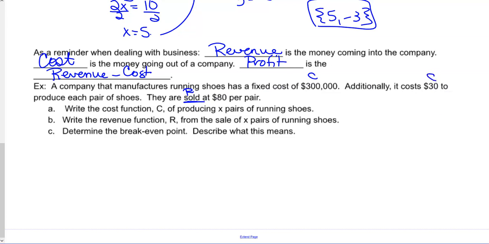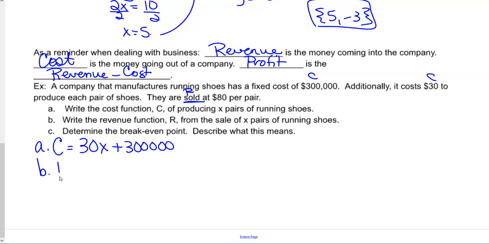Okay? We need to write a cost function of producing x number of pairs. Now remember, the fixed cost of $300,000, that doesn't change. The changing part is the 30. So for part A, my cost function, hopefully you recognize, is 30 times the number of pairs of shoes. So that's the changing part, $30 per pair of shoes. If I do 100, I have to do 30 times 100. Then I'm going to add on to that the fixed cost of $300,000.